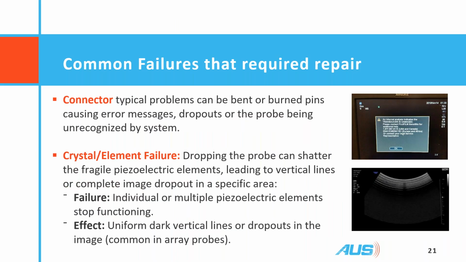Crystal or element failure. You can see the image on the right. There's a dark spot in the middle of the image. This is caused by maybe dropping the probe. Could be because the cable got run over. There's lots of reasons this can be caused. It may be probe related, may be system related. Again, multiple probes and multiple ports will help you analyze whether it's system or probe related.